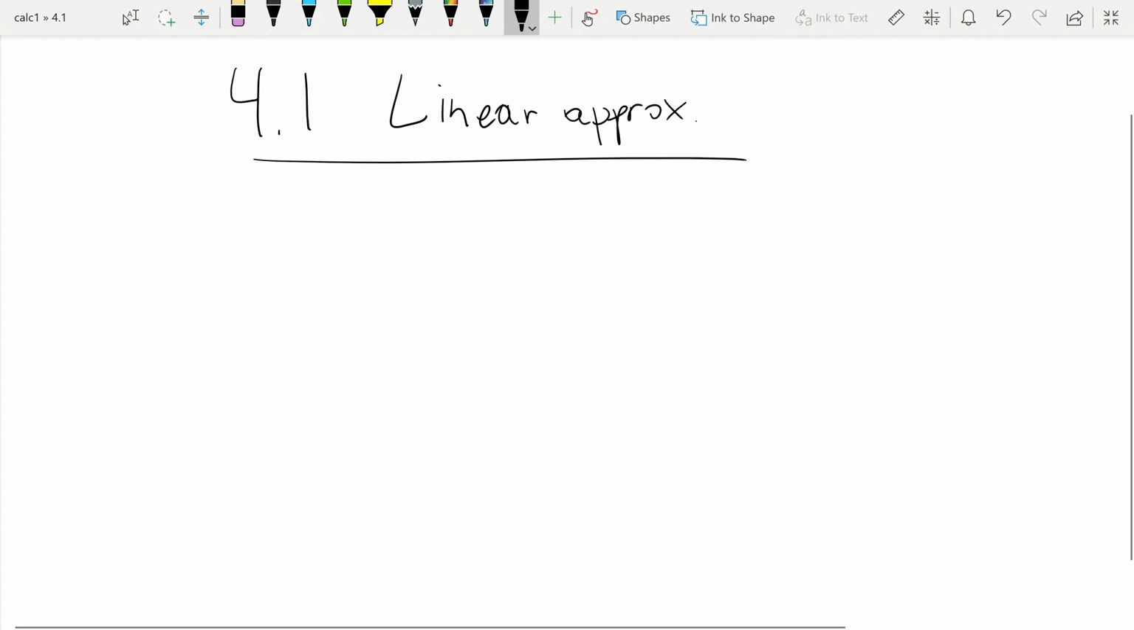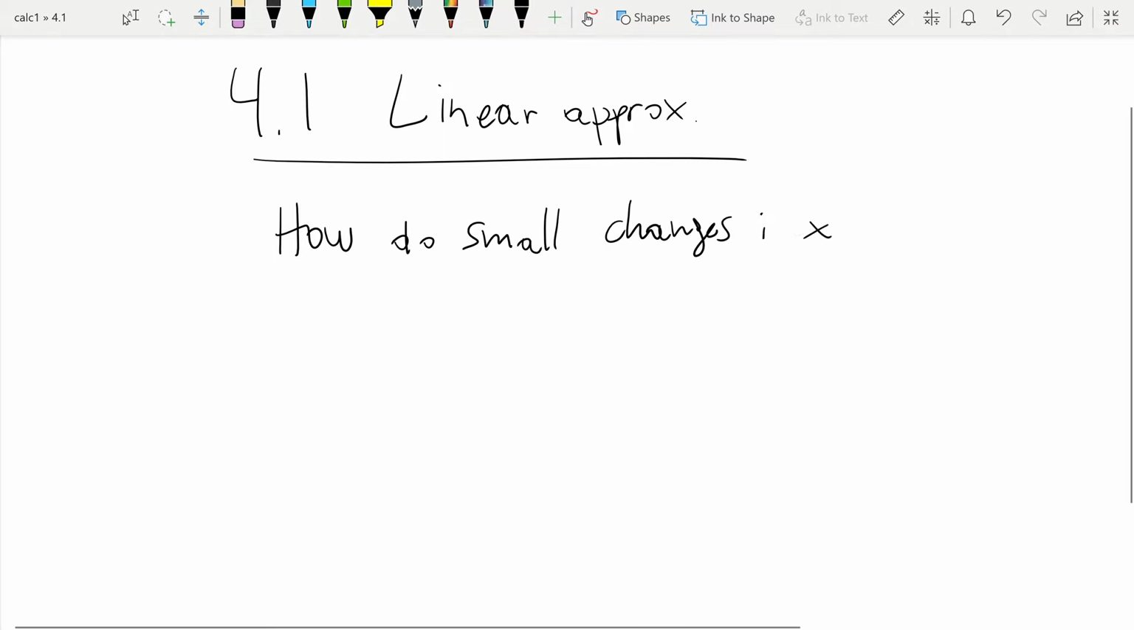And so the general question here is how do small changes in x affect a function f? How do they affect it?